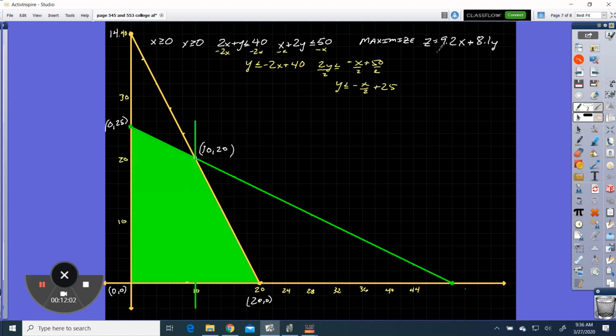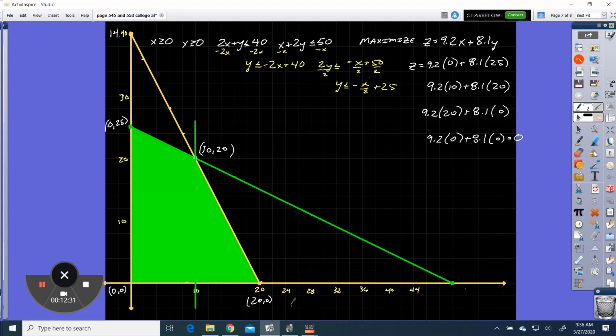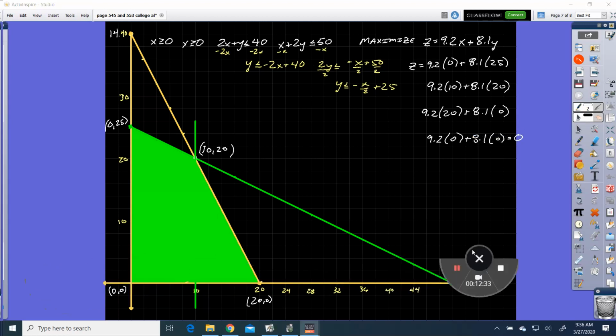So I'm going to plug those into this z equation. So I have z equals 9.2 times 0 plus 8.1 times 25. And I have 9.2 times 10 plus 8.1 times 20. 9.2 times 20 plus 8.1 times 0. And then, of course, we have our favorite one, 0, 0, which is just 0. So again, I go back to my calculator.